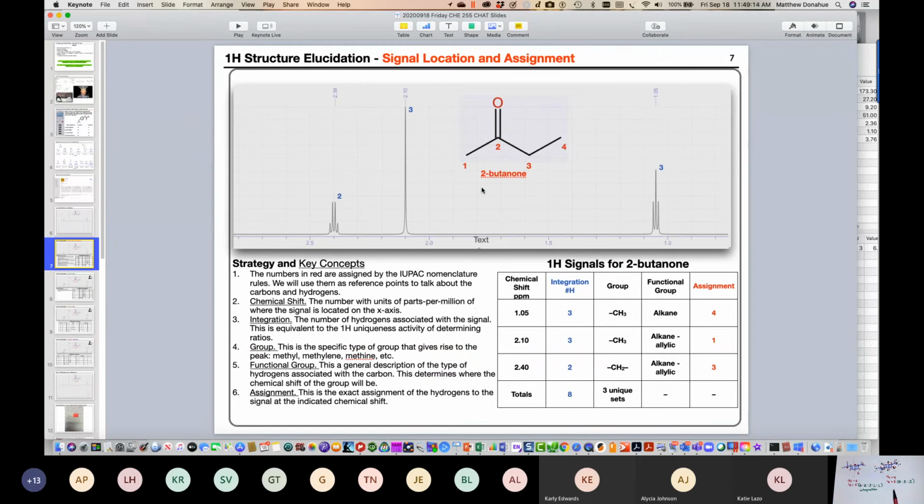So we've assigned positions 4 and 1. There's only 3 unique sets, so that leaves position 3, which occurs at 2.4 parts per million. It integrates to 2. That's what the blue number is, so that has to be a CH2 group. It's also allylic because it's right next door to the pi bond. And we assign that to this position here. So again, the total number 3 plus 3 plus 2, that gets 8. That's the total number of hydrogens, and we said there was 1, 2, 3 unique sets.